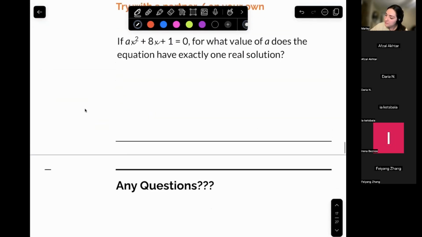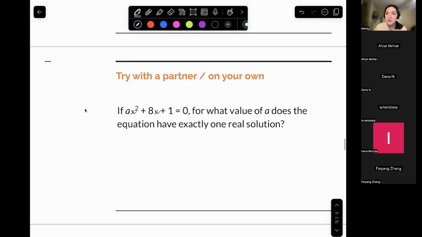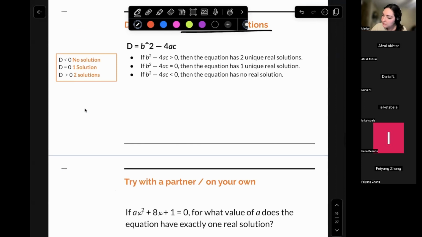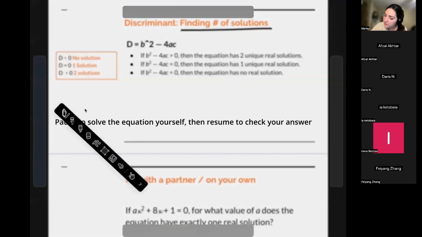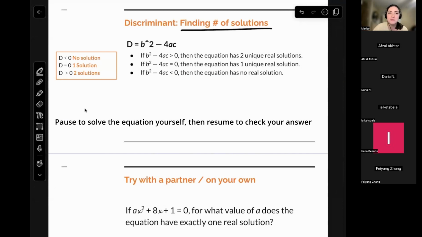Yeah, so let's just try this last one, and then we're gonna jump into a bunch of questions, I believe 5 or 6. But we'll try this one first. I'll let you guys try and solve for A. It's using that technique that I just showed on the last slide. Yep, perfect. So we're solving for A to have exactly one real solution.